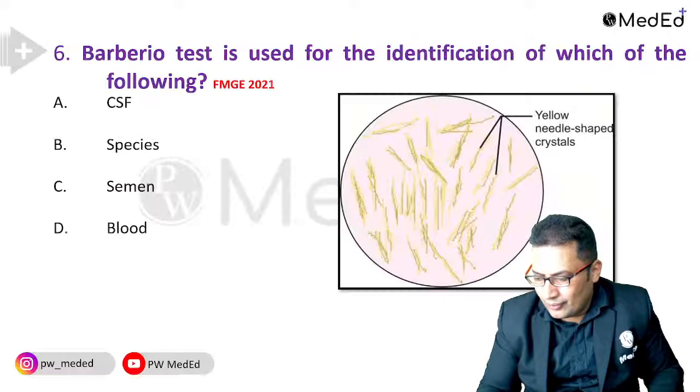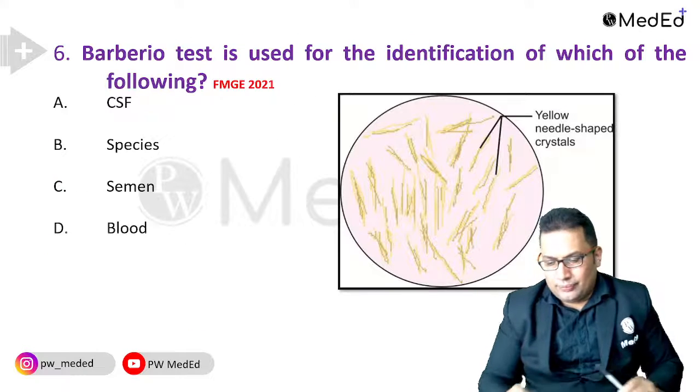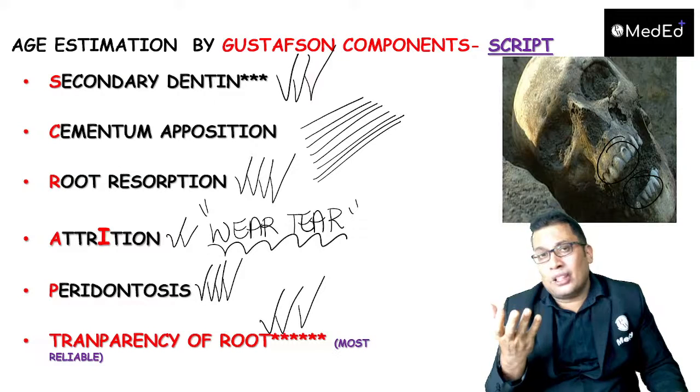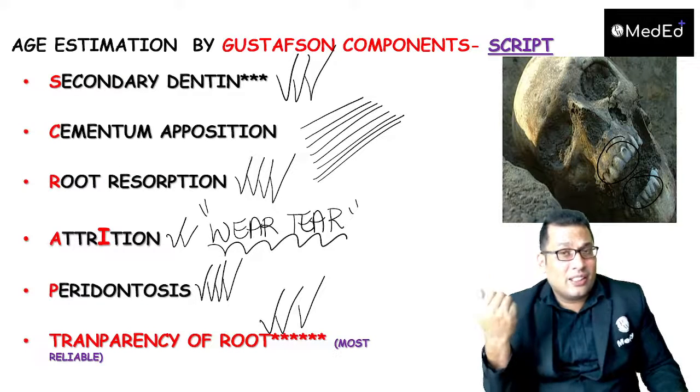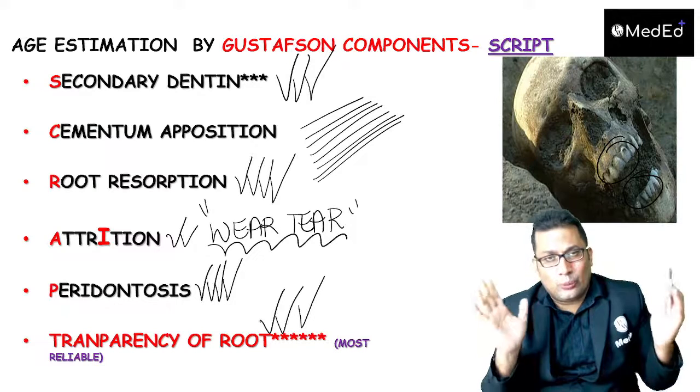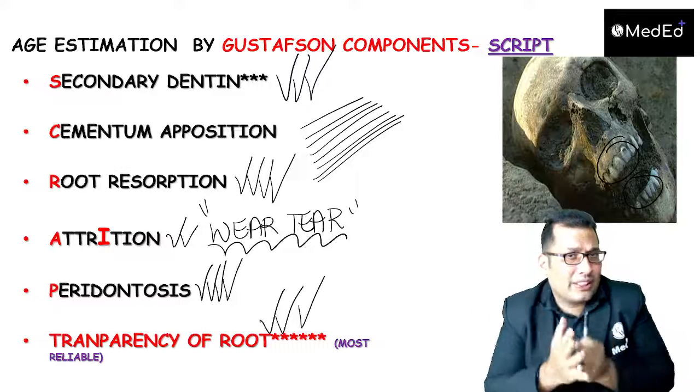Next question. This is very commonly asked, especially teeth formulae and estimation of age with the help of teeth and numbering of the teeth, all very commonly asked. You must revise all those topics we discussed in our classes.